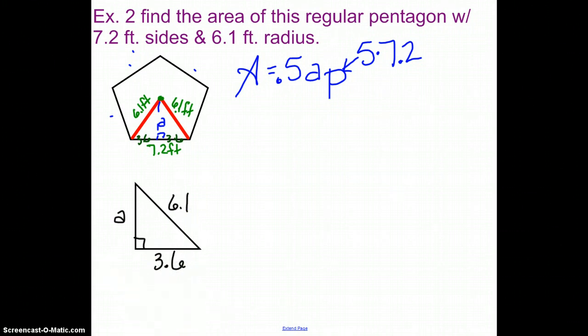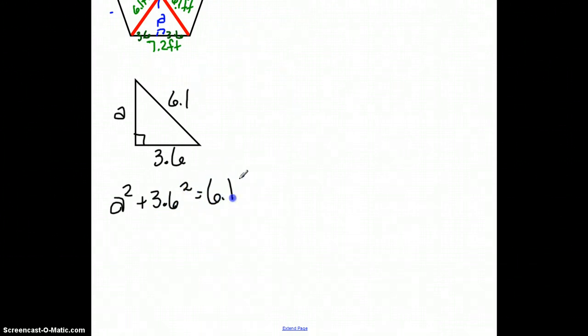So more than one way of choosing how to solve this. Most people would probably use Pythagorean Theorem. That tends to be what they're the most comfortable with. So a squared plus 3.6 squared equals 6.1 squared. Now, if we're looking at this, it's probably easier to actually take those and multiply them out, those squareds.